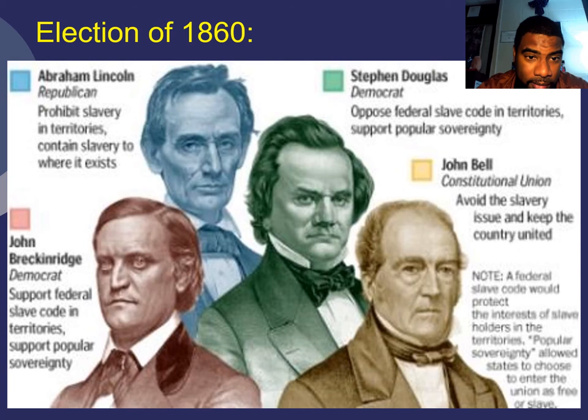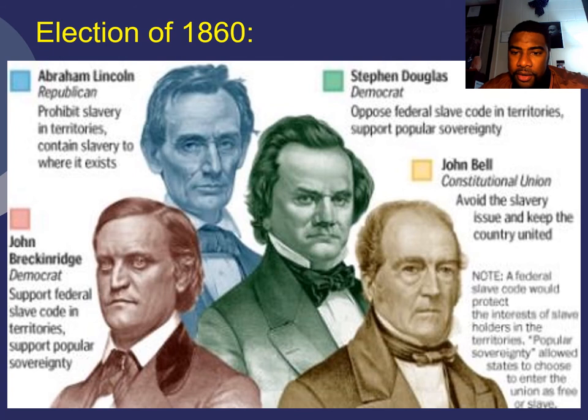He was a Democrat. He supported the federal slave code in territories and supported popular sovereignty where they could vote for whether they wanted slaves or not. Now, Stephen Douglas, also a Democrat, opposed federal slave codes in territories and supported popular sovereignty. All right. And then you had John Bell.